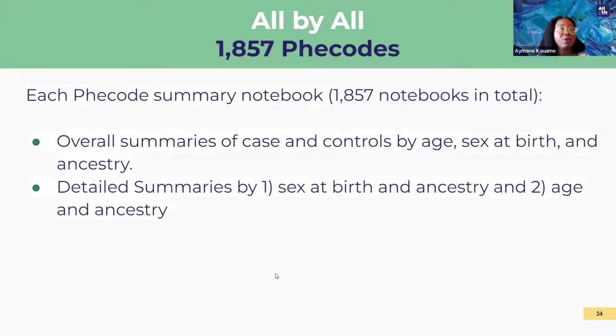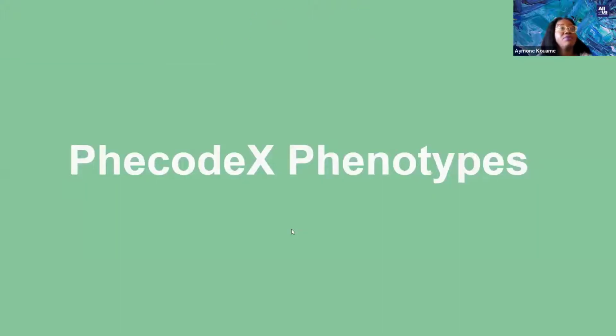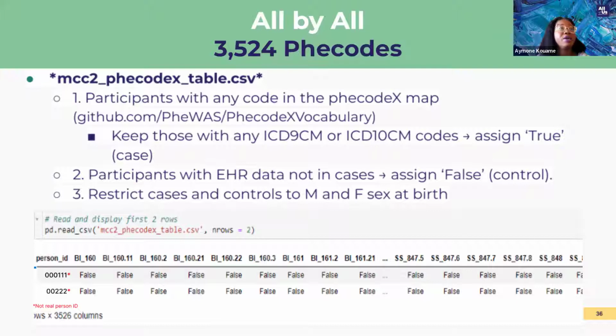And similarly, we have overall summaries and detailed summaries for each of the notebooks. So that's about 1,857 notebooks in that workspace. The Phecode X, pretty similar. We got the map for the Phecode X on the GitHub repository. And we did the same thing.